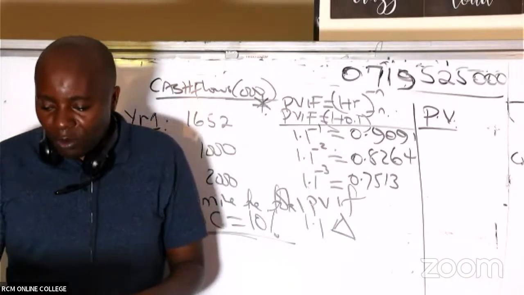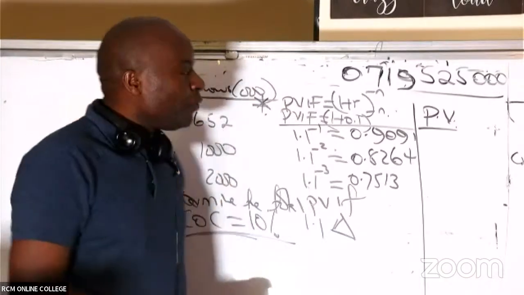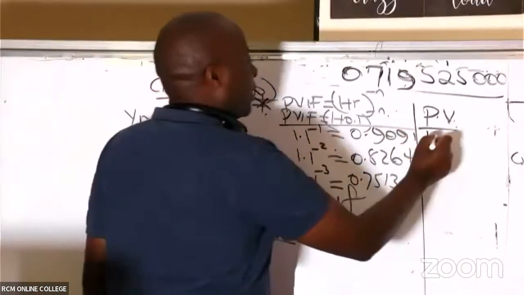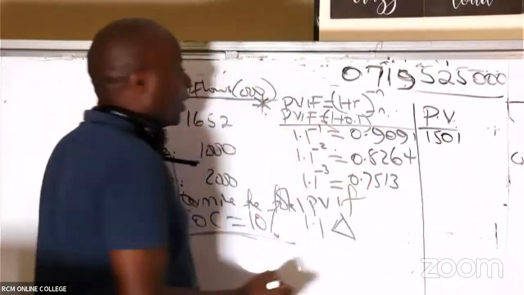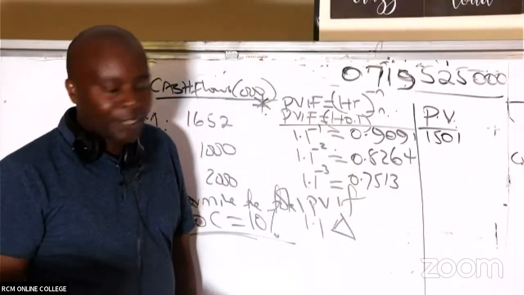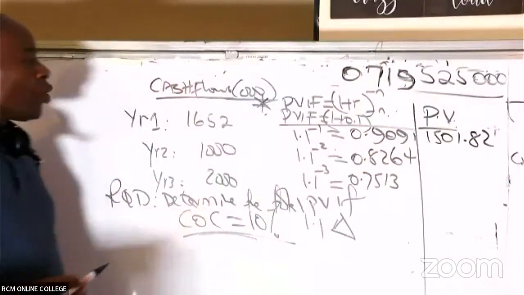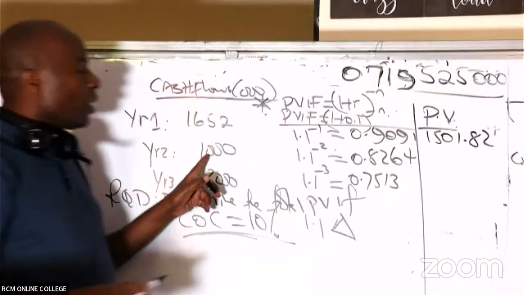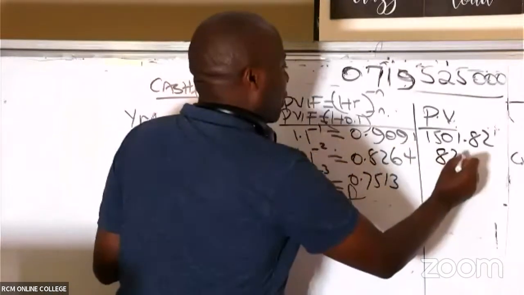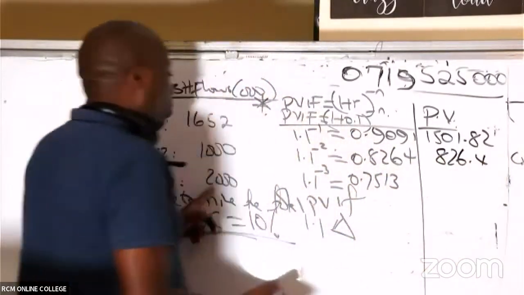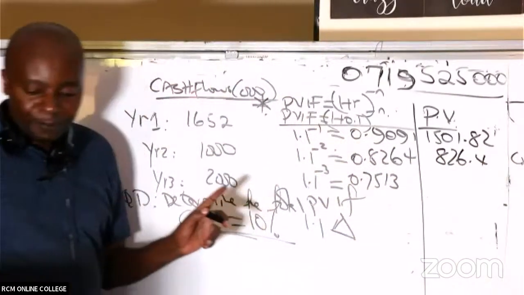So I'm being given a figure of 1501.82. Thank you so much. That is the first present value. I need 2 more present values. This one I know. The figure will be 826.4. But the last one I do not know. The last one I would expect you guys to help me.